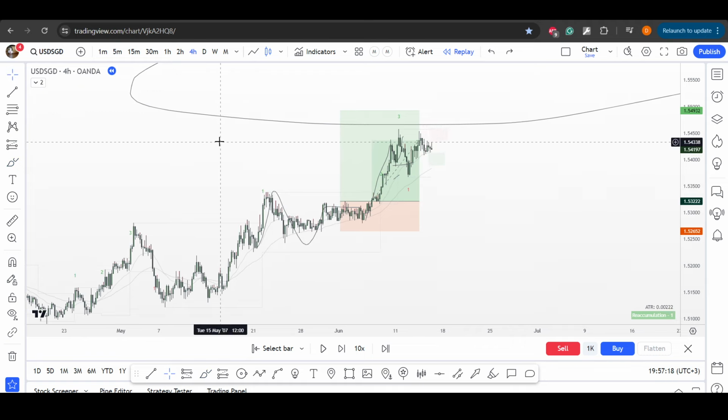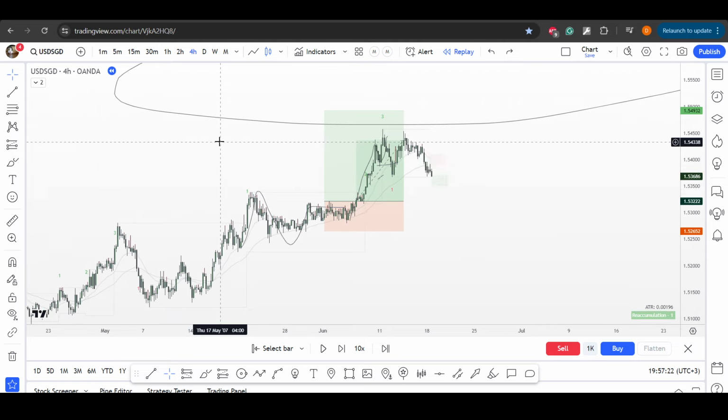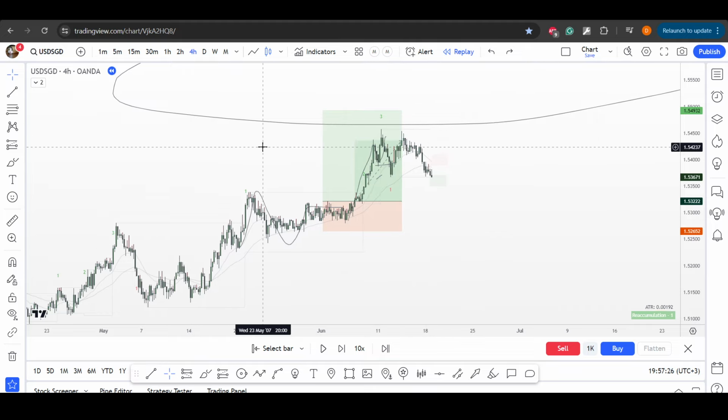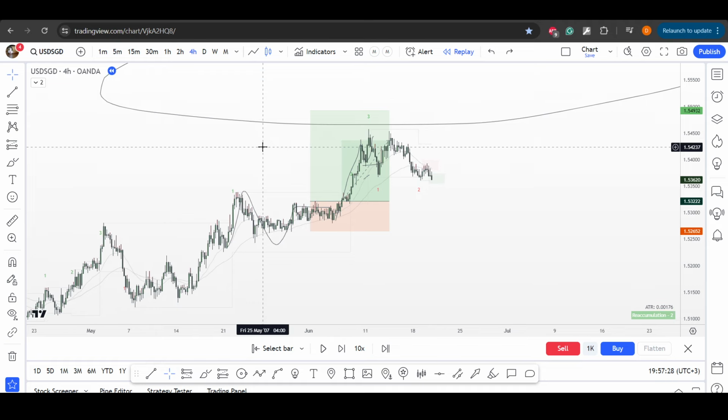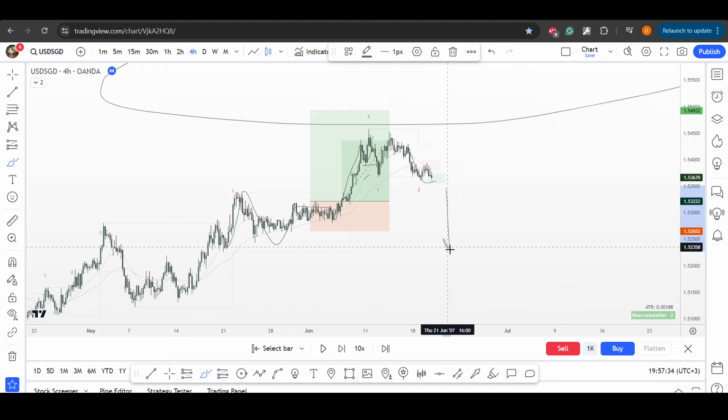So yeah, we don't want to break right now. And because we didn't break here, I'm expecting a break even. It's almost like a setup in itself, you know. Impulse correction.